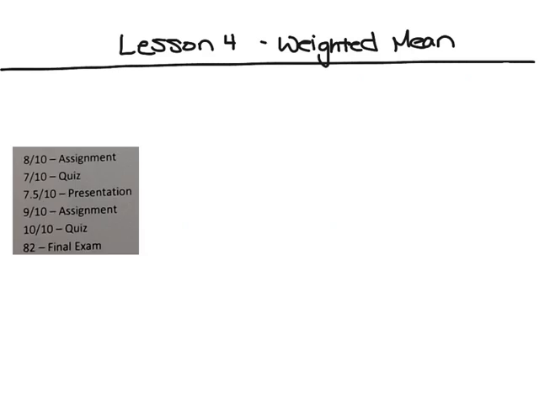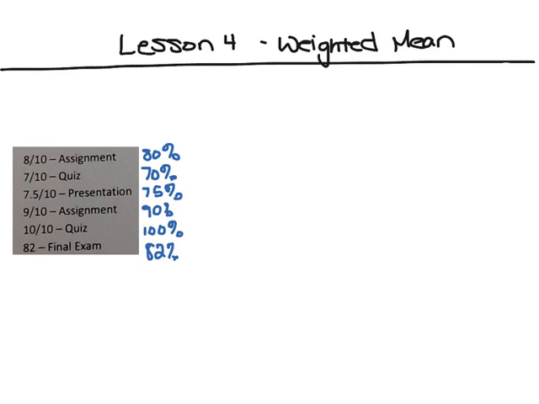Example 2. The following are grades that you earn in a short course. Each assignment is worth 5%. Quizzes are 10, presentations are 20, and the final is worth 50% of your grade. So what we're going to do is find the average for each assignment that is completed first. We take the top divided by the bottom and multiply by 100. So on the assignment, you got 80%. On the quiz, you got 70%, 75% on the presentation, 90% on the assignment, 100% on the quiz, and an 82% on the final.